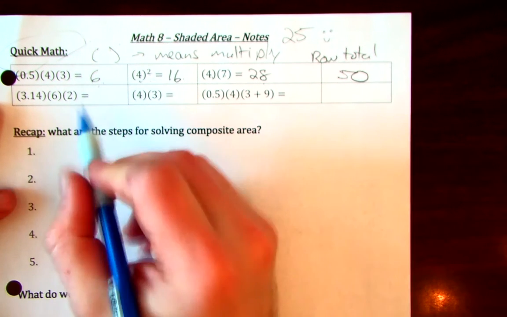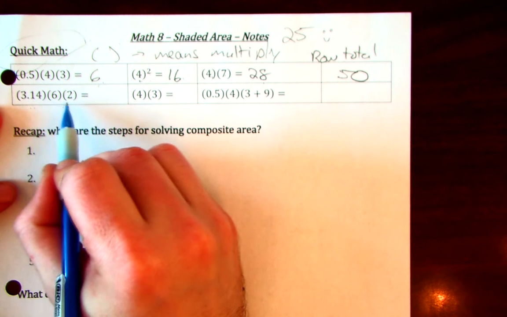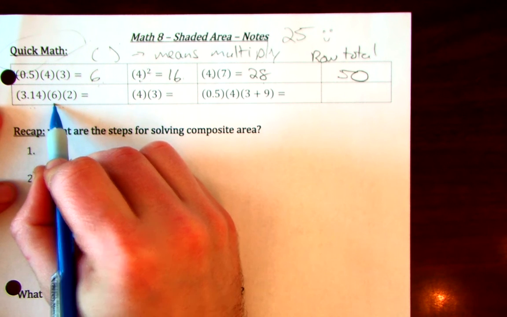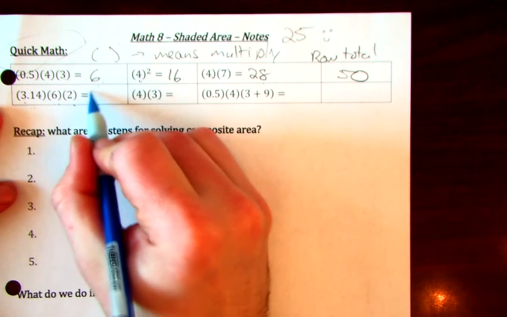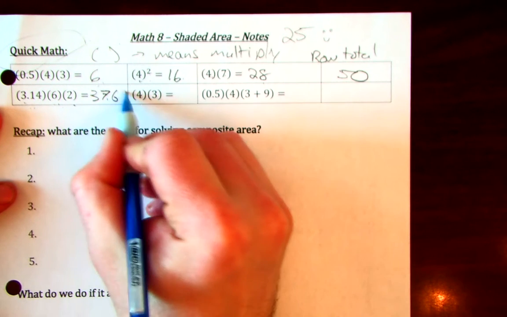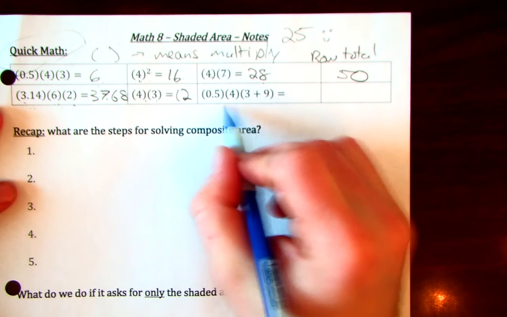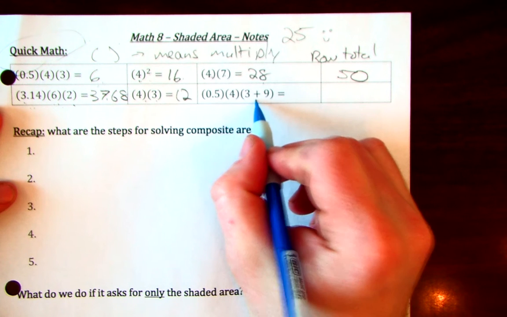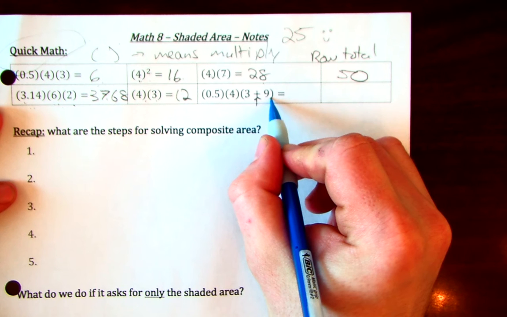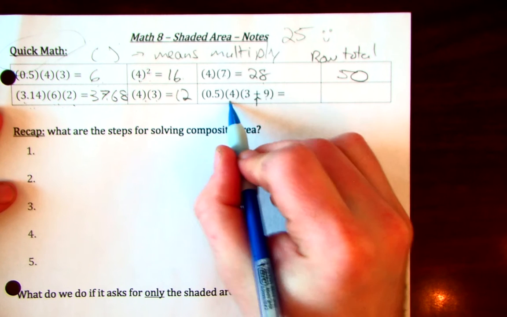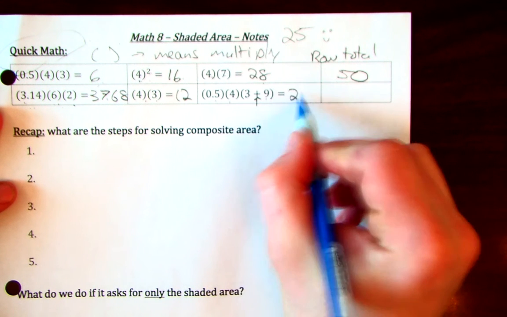All right. So for the other example, let's do 3.14 times 6 times 2, that's going to be 37.68. Again, multiply carefully. 4 times 3 is 12. And for this one, again, make sure you're doing the innermost first. And so we have to add 3 and 9 together to get 12. 12 times 4 is 48. Half of 48 is 24.